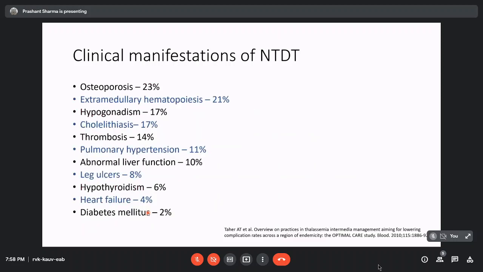When we look at patients with non-transfusion dependent thalassemia, these percentages are from a famous article, because NTDTs are more difficult to study. They are more pleiotropic in their manifestations. So these patients tend to have more incidence of osteoporosis, extramedullary hematopoiesis, hypogonadism, cholelithiasis, thrombosis, pulmonary hypertension, abnormal liver function, leg ulcers, again endocrinopathies, a lower risk of heart failure that was higher up in thal major, and diabetes mellitus.